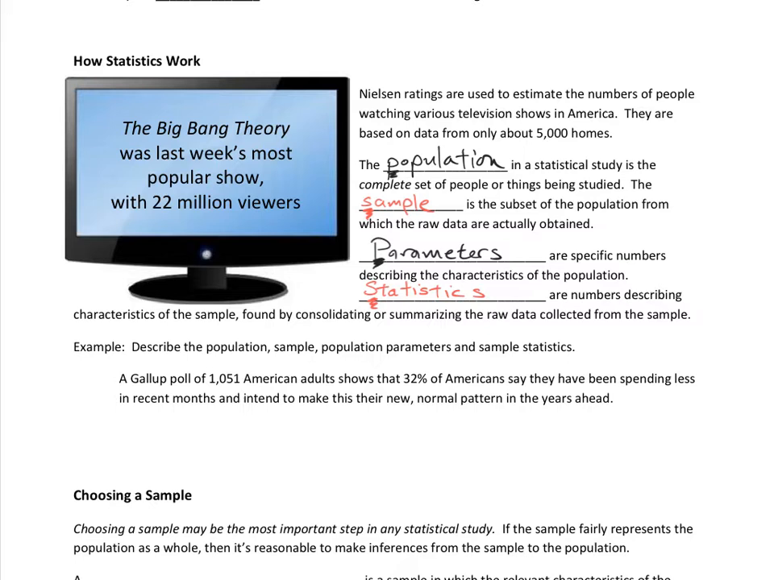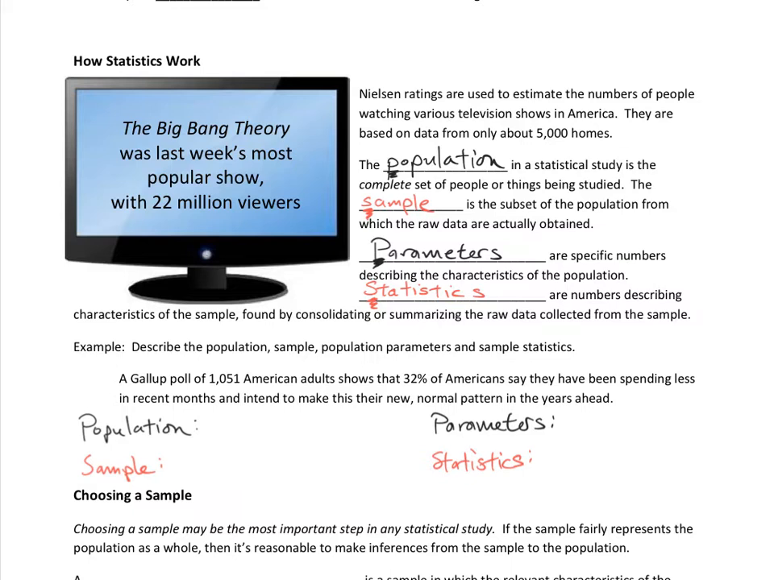So our first little example here, we have this. Describe the population, sample, population parameter, and sample statistic for this particular scenario. It says a Gallup poll of 1,051 American adults shows that 32% of Americans say they've been spending less in recent months and intend to make this their new normal pattern in the years ahead. So we're asked to find 4 different things here. I think the sample is normally easier to start out with.